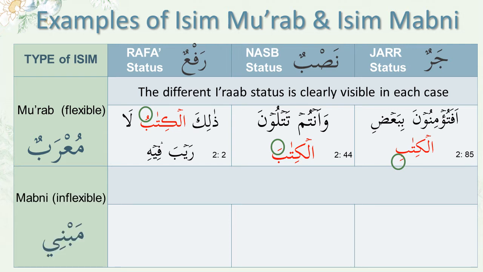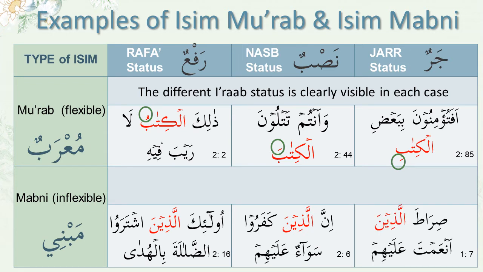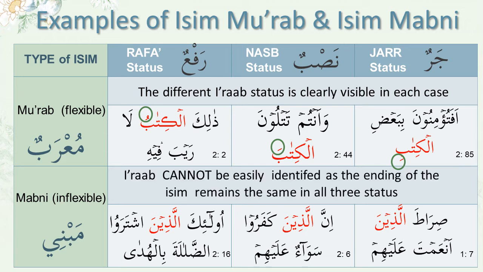Compare this to isim mabni. We will use the word alladhina as an example. Alladhina means those people who. Although the iqrab changes, the word remains exactly the same in every situation. There is no alladhini or alladhinu in Arabic. You can think of isim mabni as a stubborn little thing. It won't change under any circumstances, and it will not show its i'rab status explicitly.